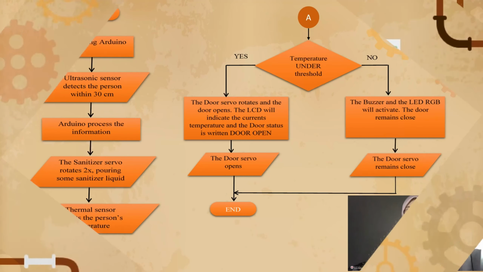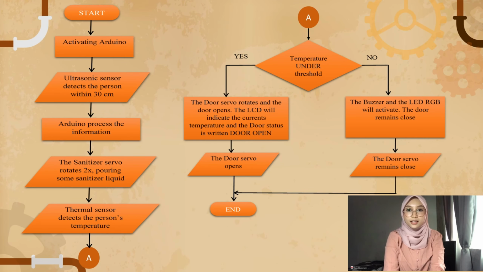Thank you. Assalamualaikum and hi, I am Nur Shahira binti Muhammad Norihan. Today I would like to present about the flowchart of our project. First of all, we start with activating the Arduino. And then the ultrasonic sensor will detect the person within 30 centimeter distance. Then the Arduino will process the information. The hand sanitizer will rotate to 90 degrees 2 times and pour some hand sanitizer liquid to the person. Then the thermal sensor will detect the person's temperature.